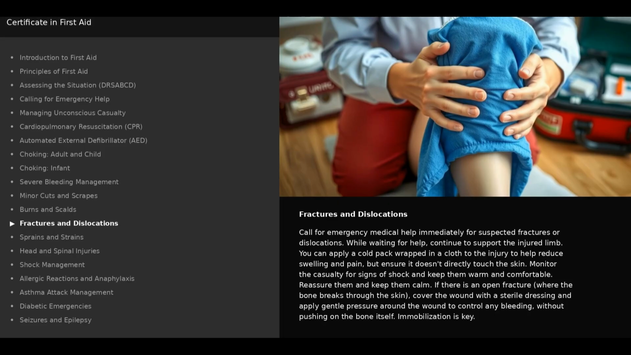If there is an open fracture, where the bone breaks through the skin, cover the wound with a sterile dressing and apply gentle pressure around the wound to control any bleeding, without pushing on the bone itself. Immobilization is key.